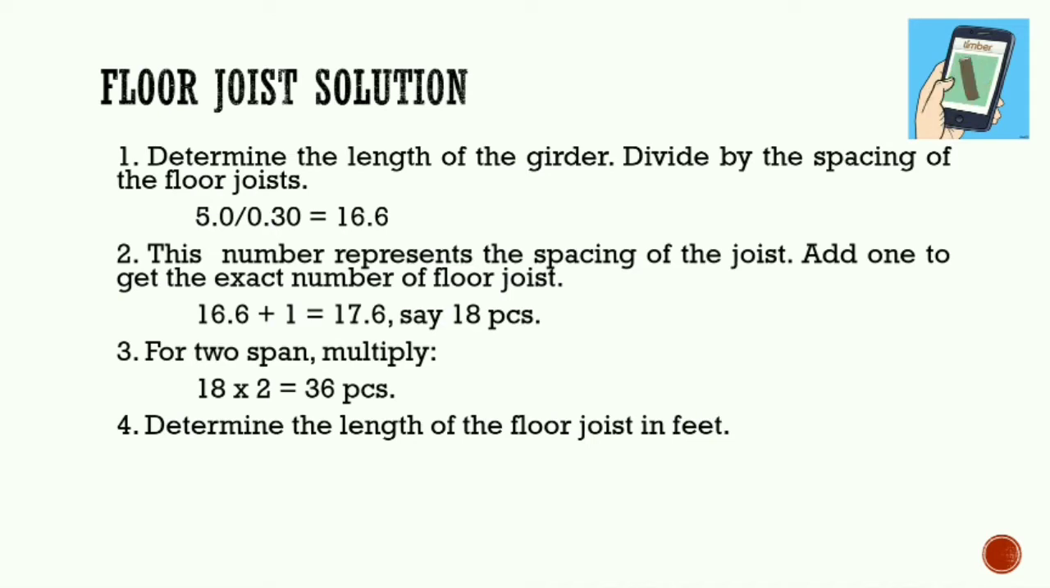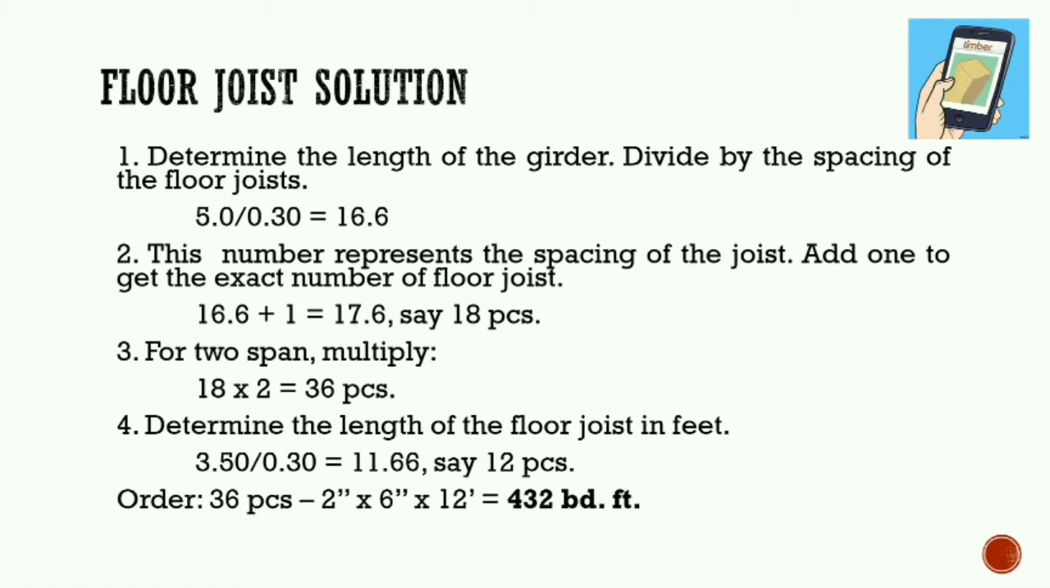Determine the length of the floor joist in feet. 3.5 over 0.30 is 11.6. So let's say 12 feet. So now you need to order 36 pieces of 2 inch by 6 inch by 12 feet floor joist, which will then be equal to 432 board feet.